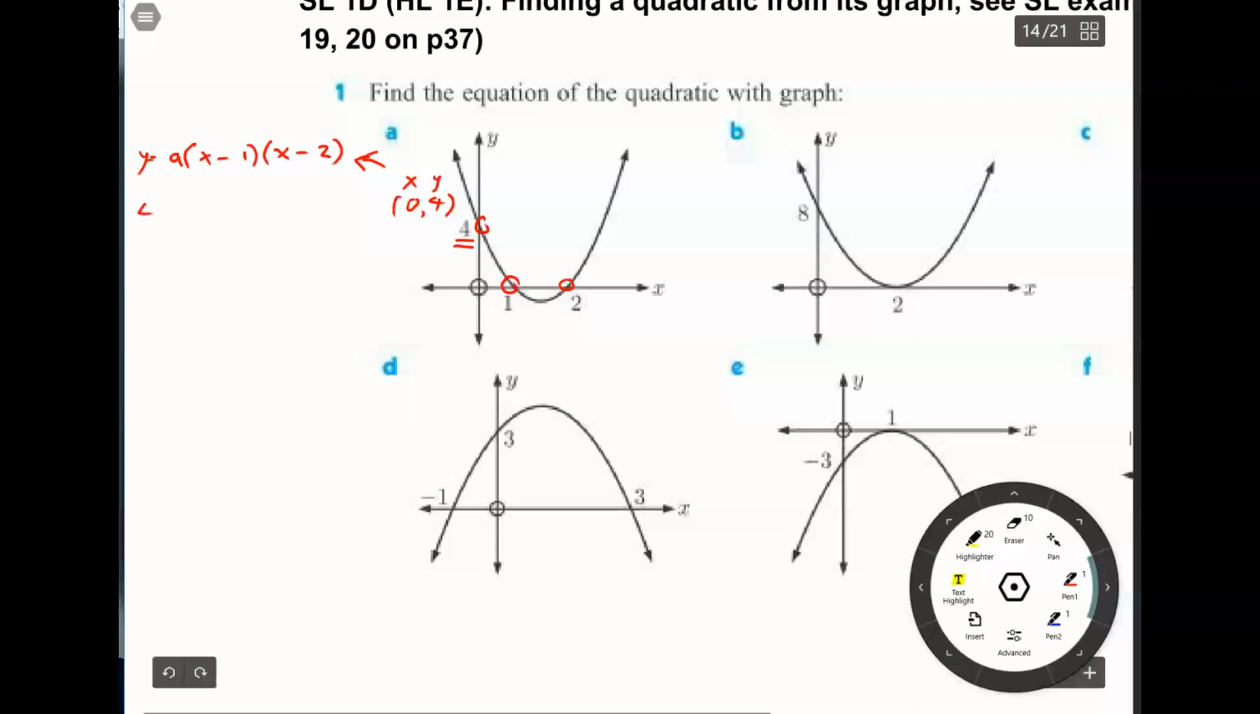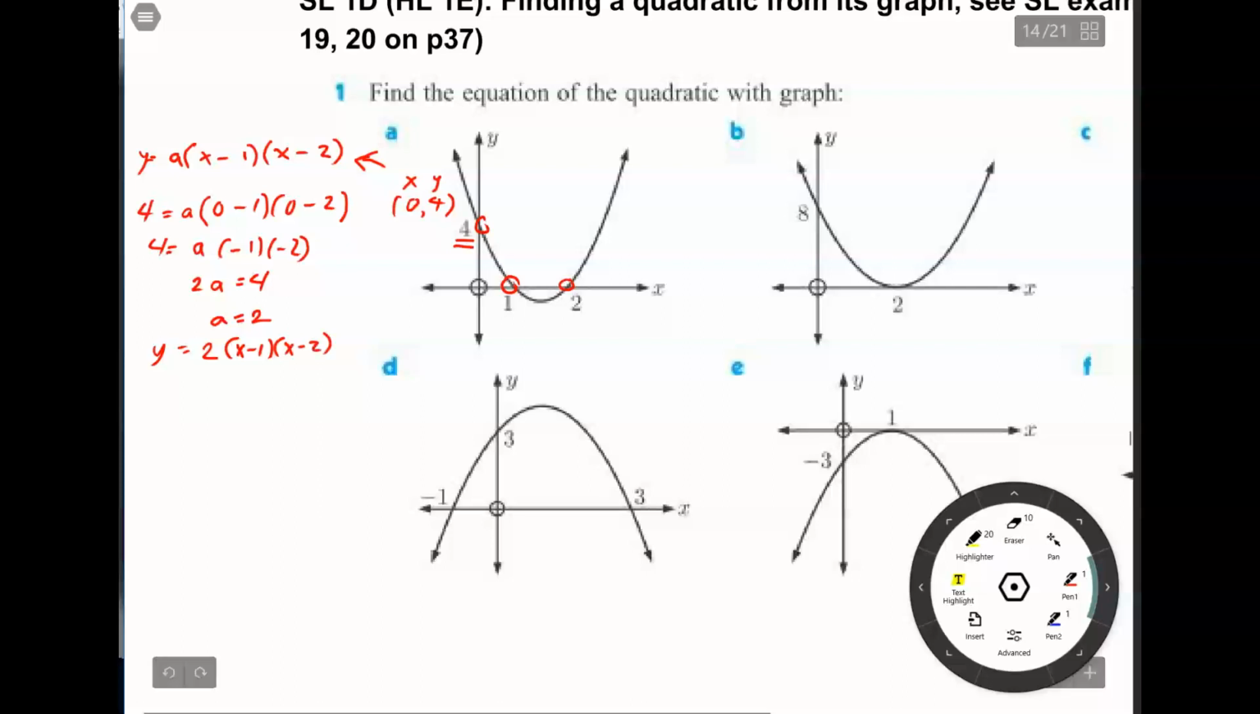So we're going to put 4 in for y, leave a unknown, and for x, we're going to put 0. So we end up with something like this, right? And then we simplify it, so we get negative 1 times negative 2 times a equals 4. Well, negative 1 times negative 2 is positive 2, so 2a equals 4, which means divide both sides by 2, and we get a equals 2. So our a value in this case is 2, so I'm going to rewrite the equation. It's going to be y equals positive 2 times x minus 1 times x minus 2, and we're done.